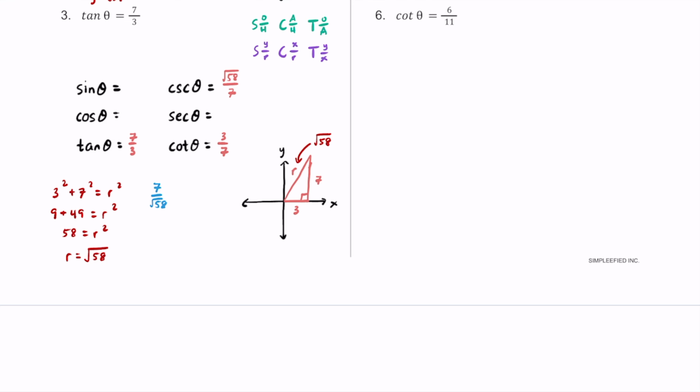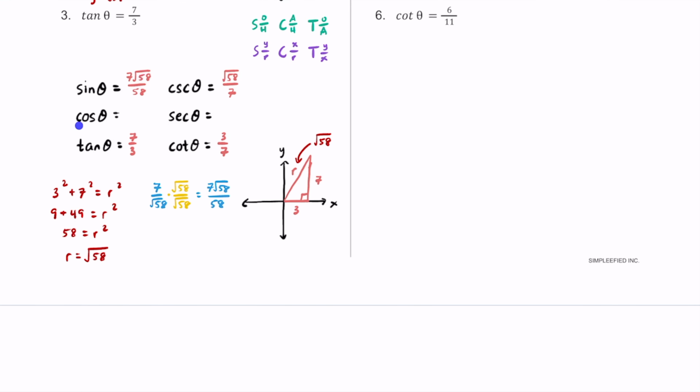Okay, now let's go ahead and actually rationalize this denominator. Multiply this by root 58 over root 58. And on top, we're going to get 7 root 58. And on the bottom, we're just going to get a 58. Okay, so our sine ratio looks a little messier because we had to rationalize, but that's fine. We have 7 root 58 over 58.